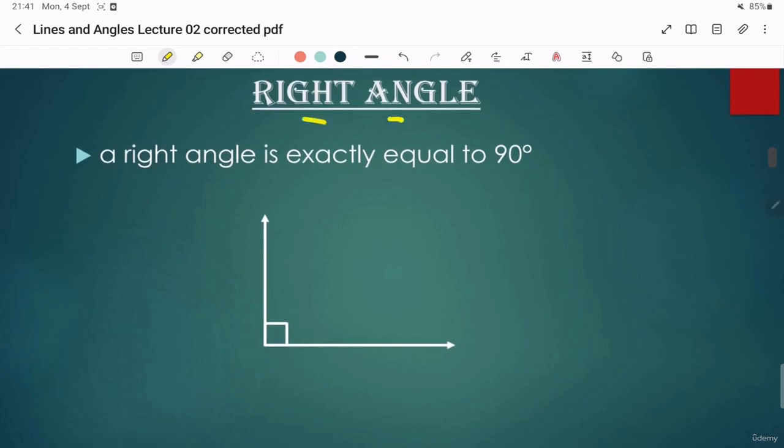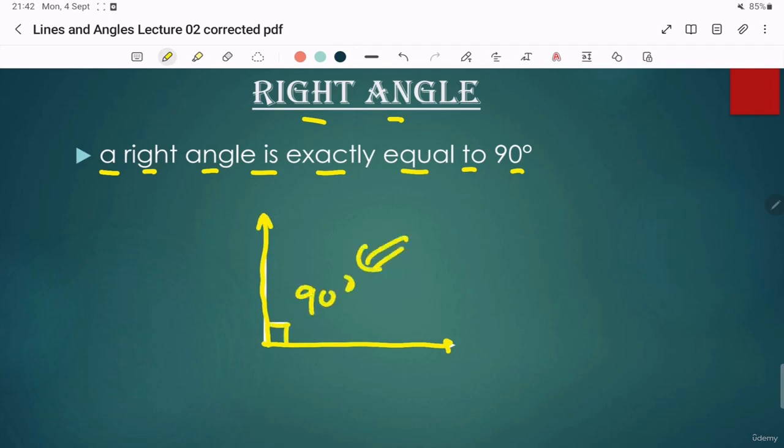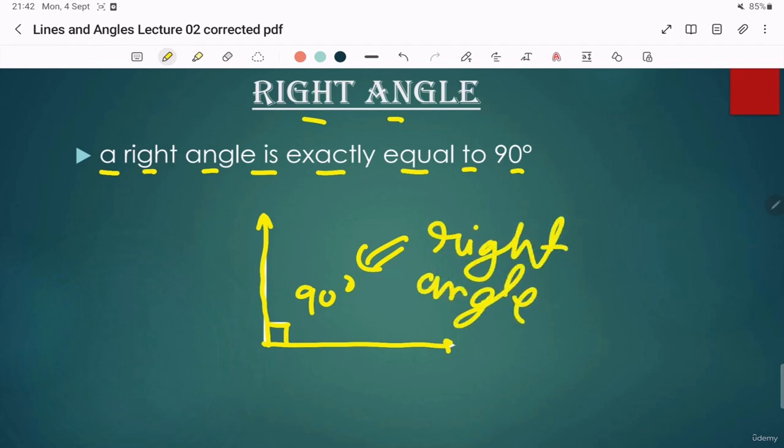Now what is a right angle? Now we have two rays, one like this and another like this. These two rays have a common endpoint, or you can say starting point. So this angle is 90 degrees. A right angle is exactly equal to 90 degrees. So whenever we have two rays and the angle between them is exactly 90 degrees, then we can say that angle is a right angle. Or we can say vice versa also. If we have a right angle between two rays, that means that angle is going to be 90 degrees.